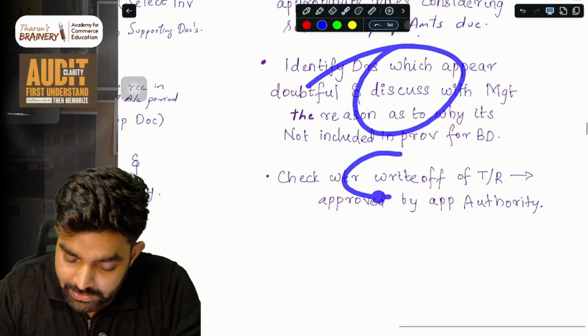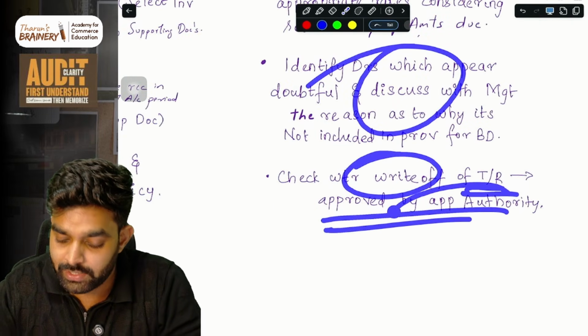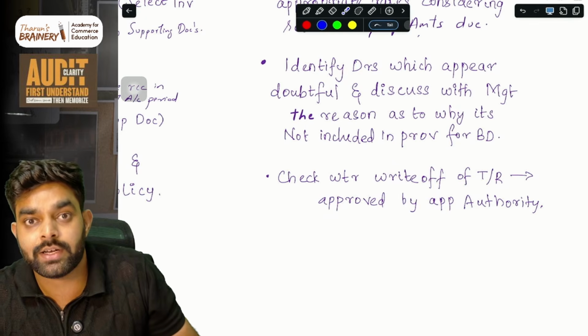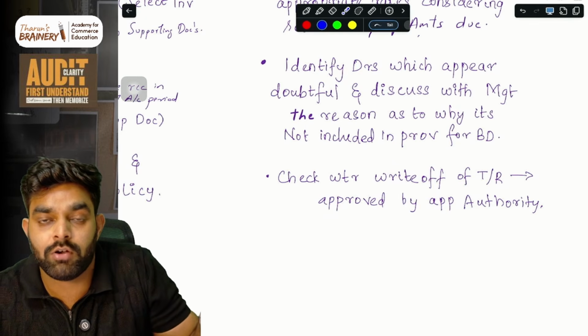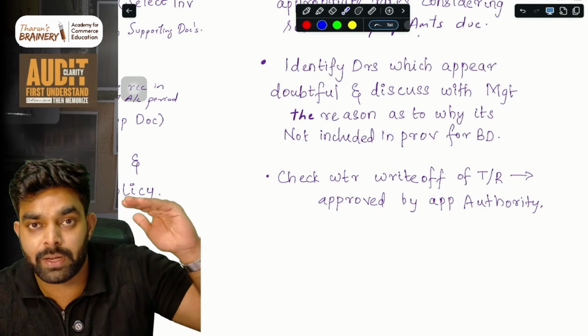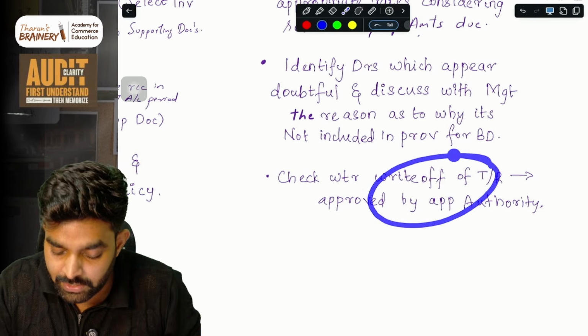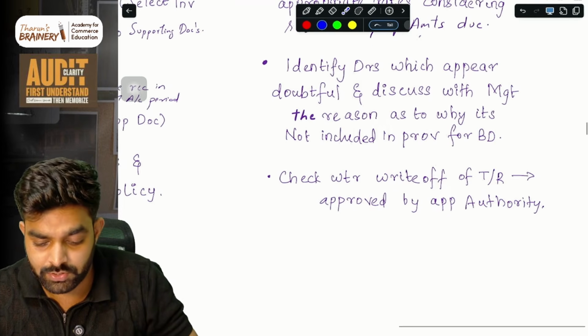Then check whether the write-off of trade receivables is approved by the proper authority. To write off a trade receivable, management cannot do that directly. So proper authorization, permission from the top management is needed. So all the write-offs are properly authorized. This is also something you have to check.